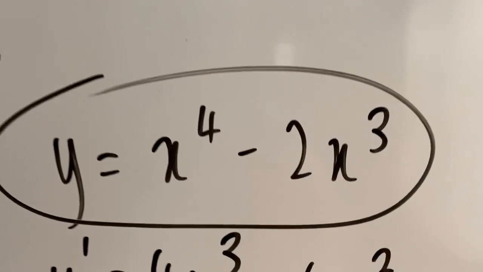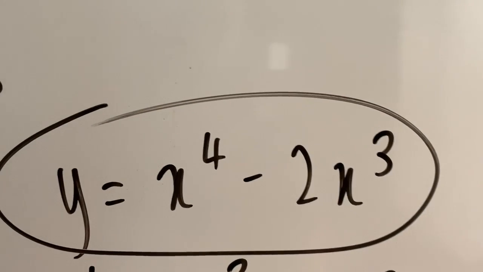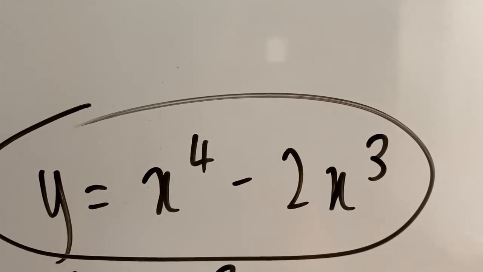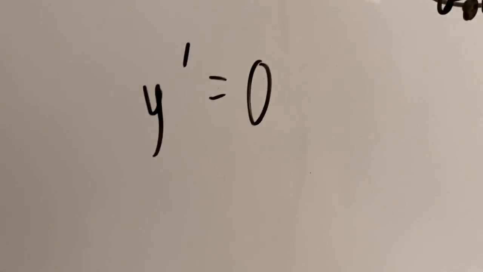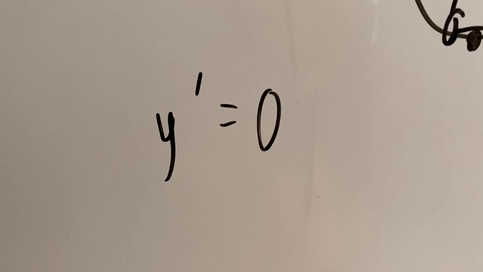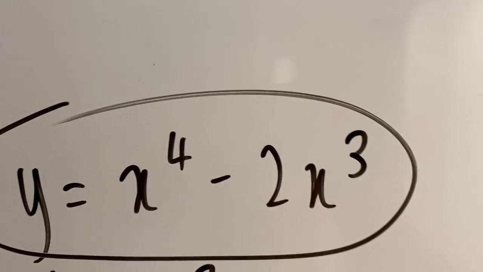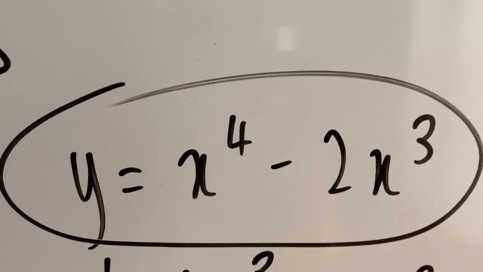So let's take a look at this example over here. If I have y equals x to the power of 4 minus 2x cubed, and we're being asked to find what the stationary point or stationary points are of this equation, all you need to do is remember back to over here, okay? Over here, I said stationary points occur when y dash is equal to 0. So all we need to do to find the stationary points of y equals x to the power of 4 minus 2x cubed is to let y dash equal 0.